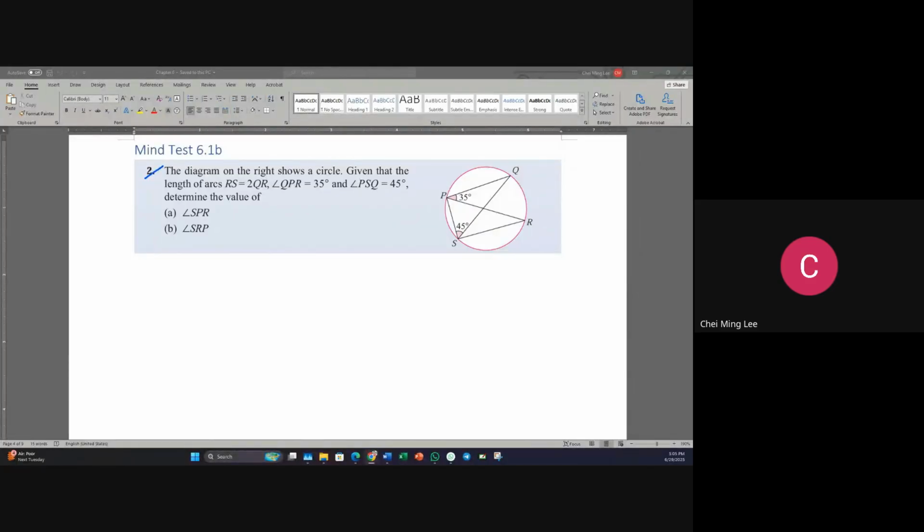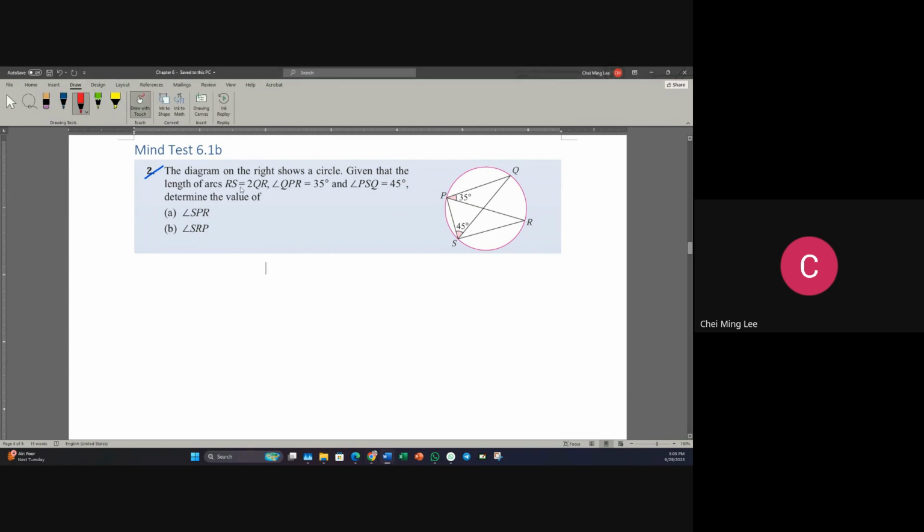All right, now let's see the answer for this one. The diagram on the right shows a circle. Given that the length of the arc RS is equal to 2 QR.